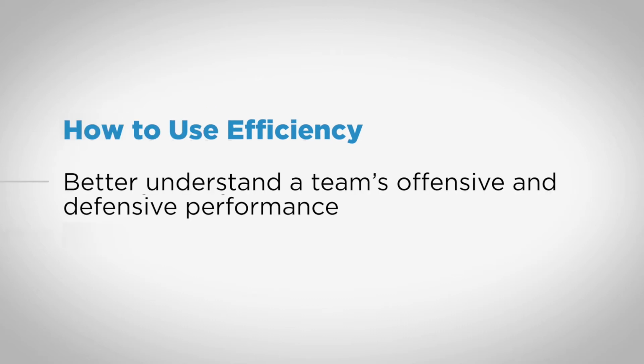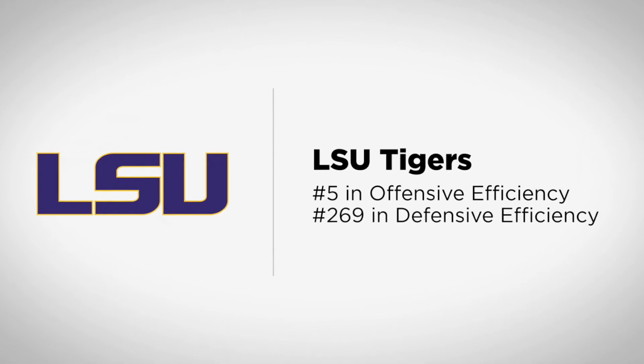Okay, so where do you use these? It's simple, and what you're measuring is in the name. That's efficiency. So if I want to know how efficient a team is offensively on a per possession basis, offensive efficiency is the stat I should use. Efficiency margin tells me something different though. It shows me what the scoring margin would be over the course of 100 possessions given my offensive and defensive efficiency. A good example from this past season is LSU.